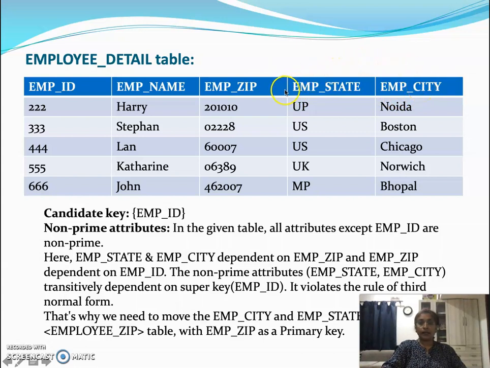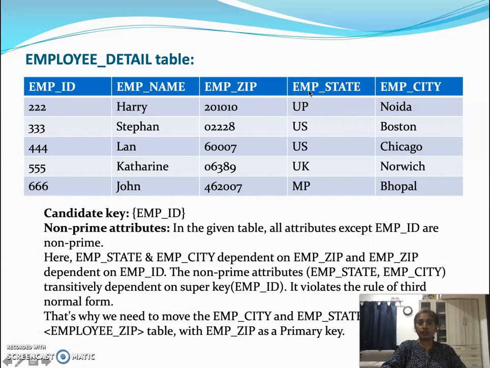are directly functionally dependent on EMP zip, and EMP zip in fact is functionally dependent on EMP ID. So we can call these two columns to be transitively or indirectly dependent on EMP ID. This is known as transitive dependence. This should not be there in any table.